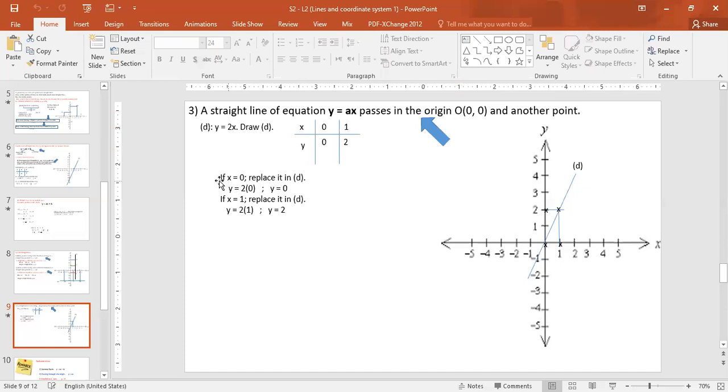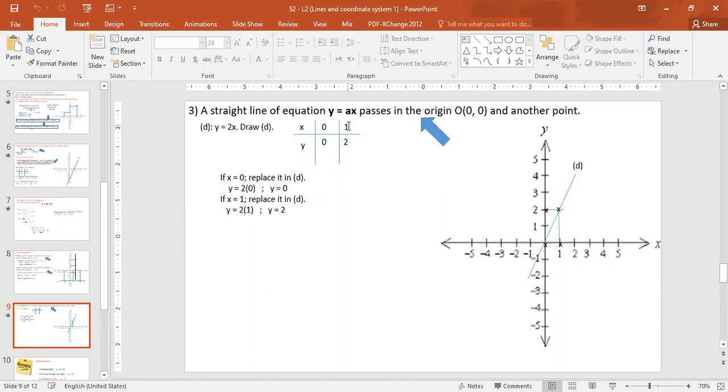So first I take X equal to 0, let's replace it in Y. So if I replace Y equal 2X, I replace X by 0, I will get Y equal 0. So if X is equal to 0, Y will be equal to 0. Let's take another value for X. Let's take X equal 1. How am I taking the value of X? You can take any value, guys. You can take 1, you can take -1, you can take 2, you can take whatever value.